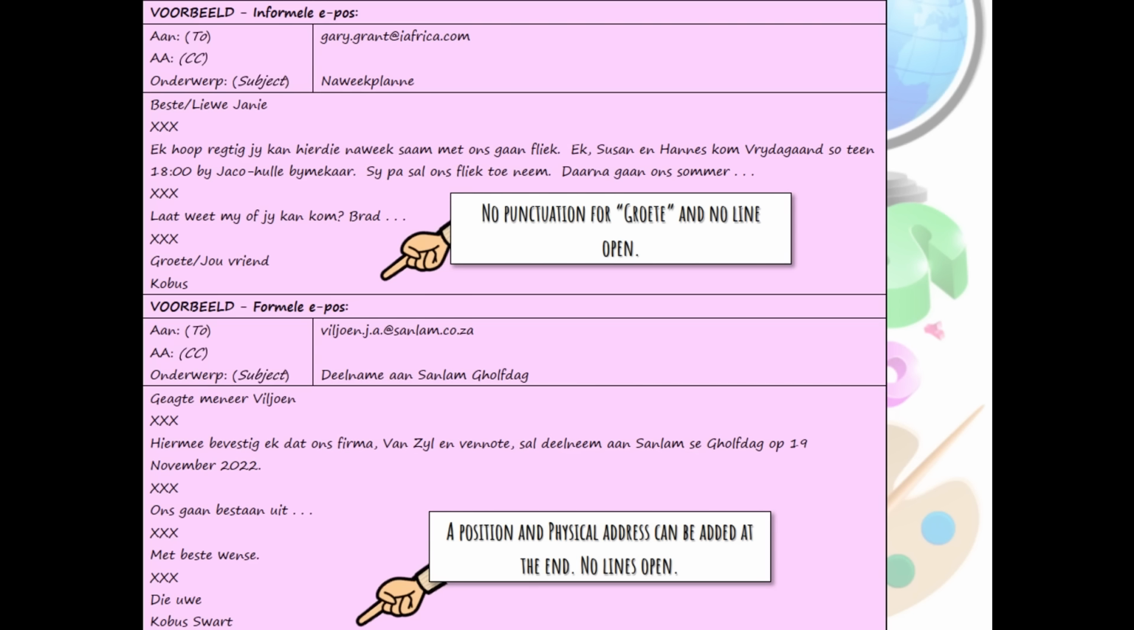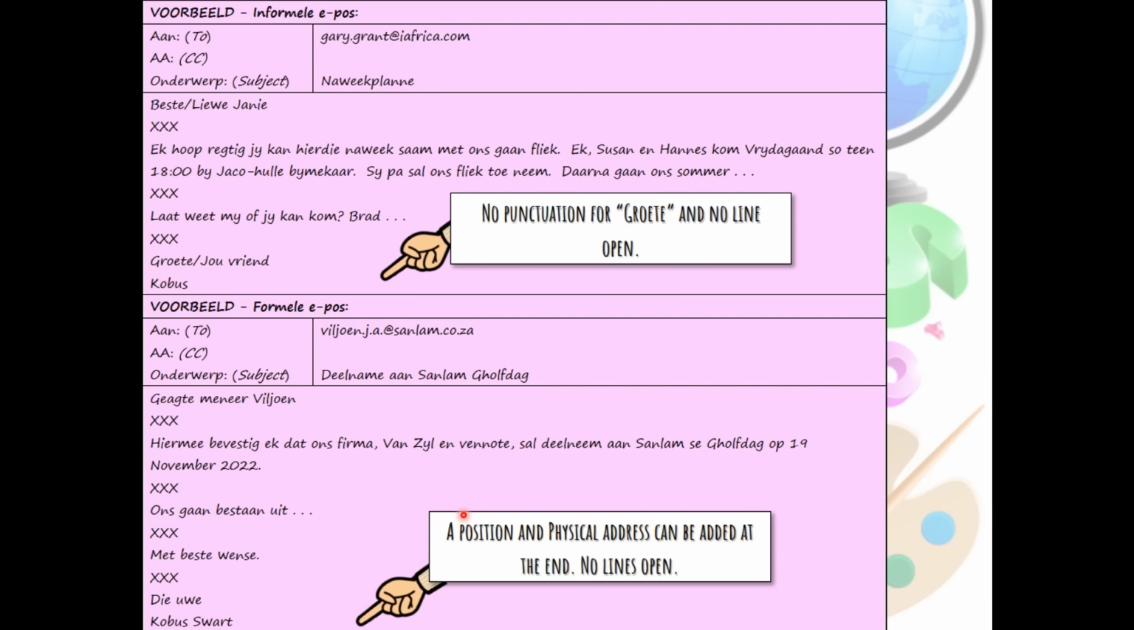Now, if it's informal, you are going to start with beste or liewe. You're going to leave a line open, do your thing, and you're going to end it with groete or jou vriend. Please note, there is no punctuation with groete or your vriend, and there is no line open.